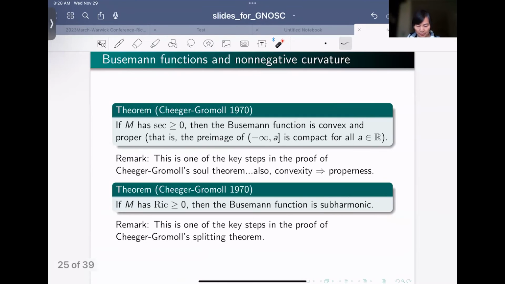Okay. Now for Ricci curvature greater or equal to 0, instead of convex, you can think: here is convex, which is a Hessian, right? We have the Hessian of the Busemann function is greater or equal to 0. Now in here we have the Laplacian subharmonic in the weak sense, greater or equal to 0. So we take the trace, very natural. This also plays a very important role in the proof of the splitting theorem.